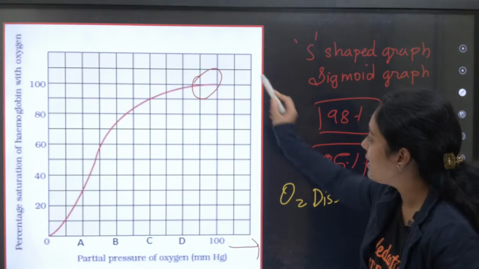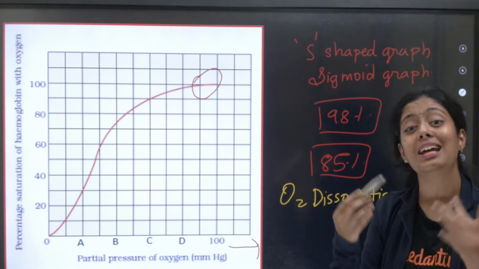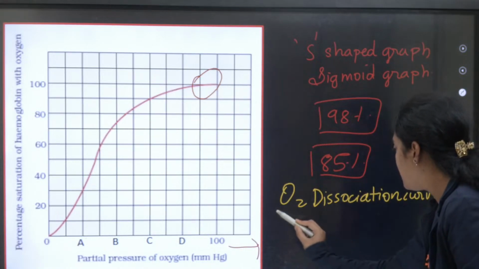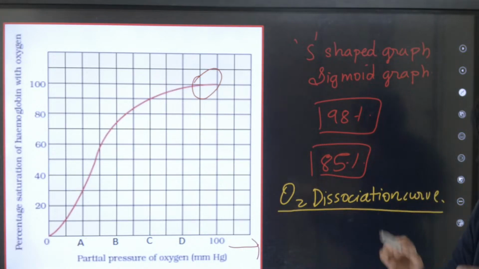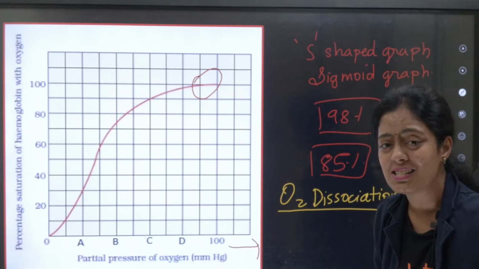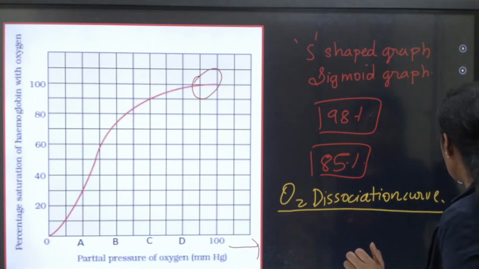So after this, the RBCs or the hemoglobin get saturated. That is why nothing is happening here. So we call this the oxygen dissociation curve, guys. Understood? Did everyone understand what I am trying to tell? Okay, can I continue? Yes.